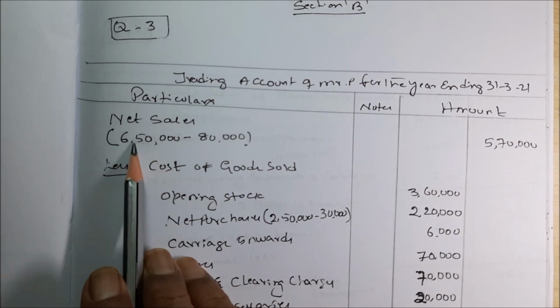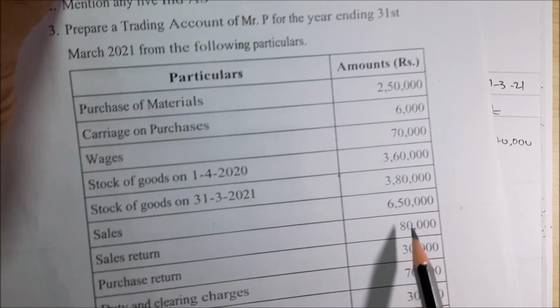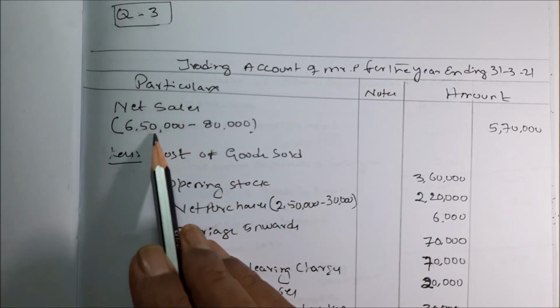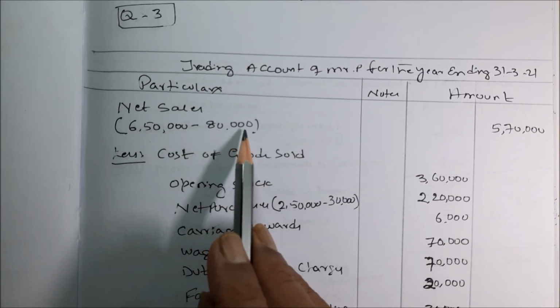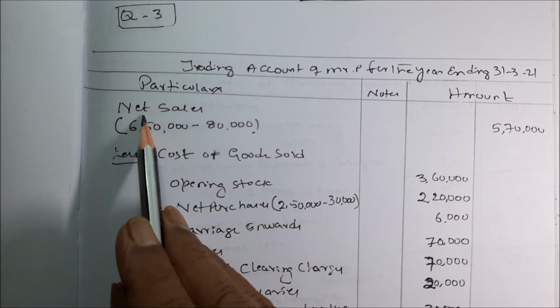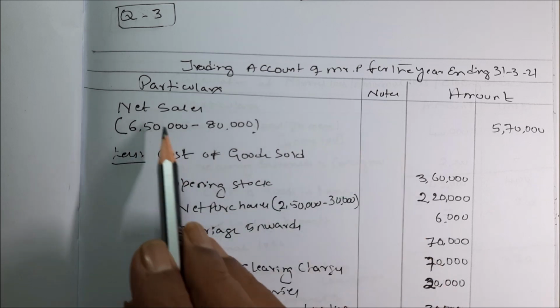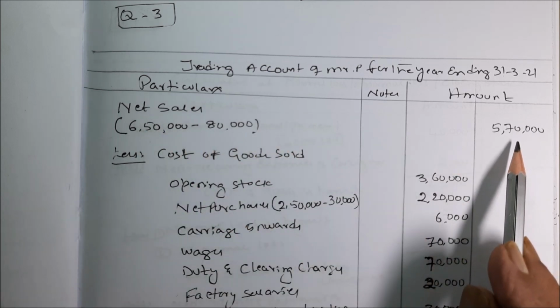Net sales. Sales is how much? 6,50,000, and sales return is 80,000. 6,50,000 minus 80,000. That is why I have written net sales. Net sales means total sales minus the returns, 5,70,000.